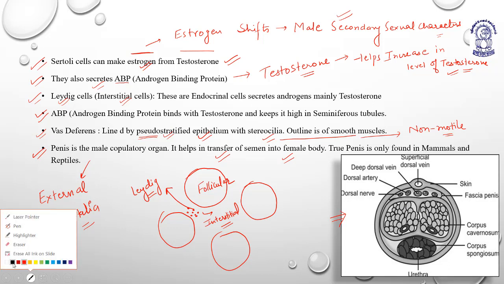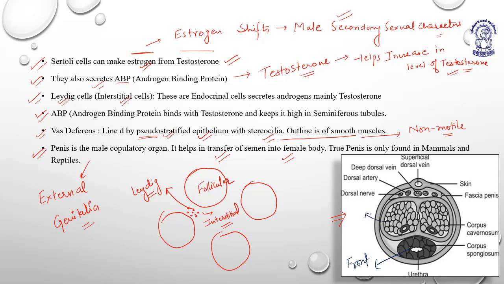Corpus spongiosum is the part which is basically lining the penile urethra. It is at the anterior side. Anterior means at the front. It is at the front, and corpus cavernosum is at the back or distal side. So this is corpus spongiosum, and corpus cavernosum.